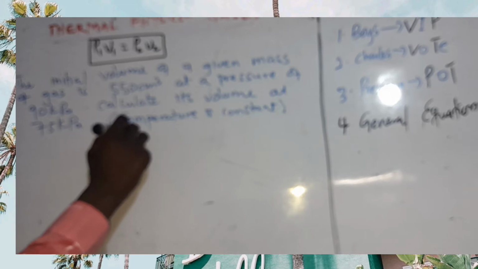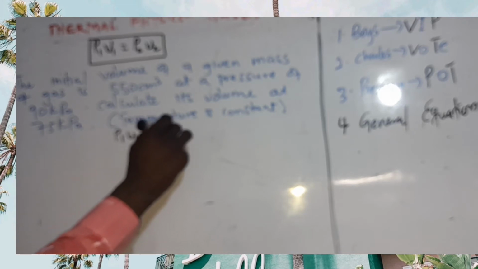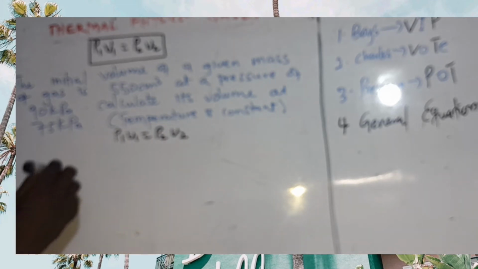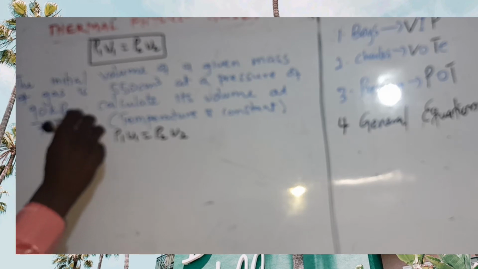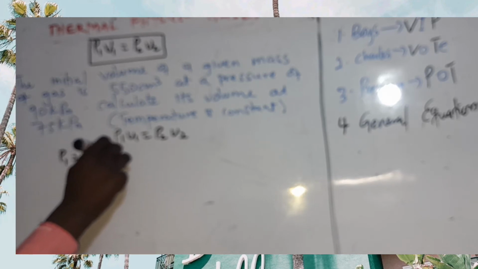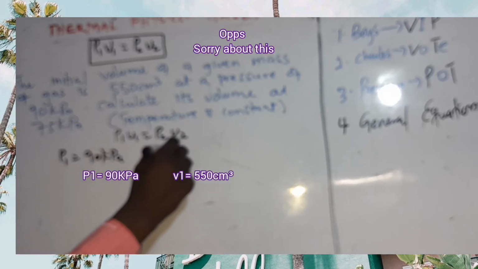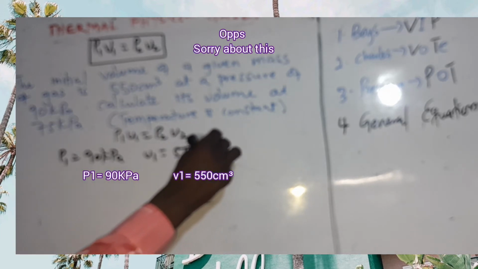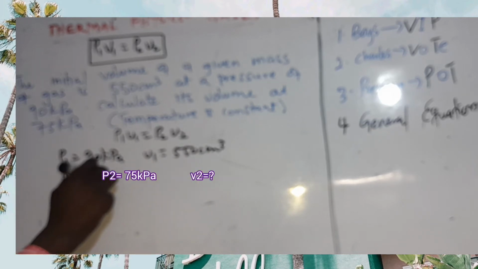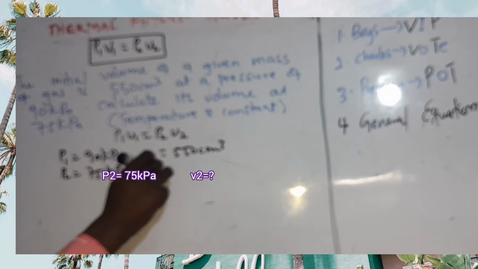So quickly write Boyle's law. We have P1 V1 is equal to P2 V2. Now, what do we have? What is our P1, the first pressure? 90 kilopascal. That's the initial. Then what's our V1? Our V1 is 550 centimeter cube. We have the second pressure to be 75 kilopascal. But the V2 we don't know.